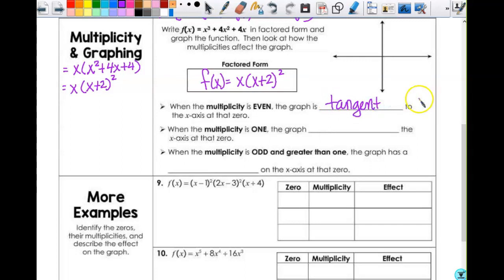And we did say bounce, because when you're sketching, that's kind of what you want to think of. But it's tangent to the graph right there. When the multiplicity is 1, like this x, there's nothing special going on there, right? So it just passes through. Just kind of boring and just passes through the x-axis at that 0. When it's odd and greater than 1, what happens?